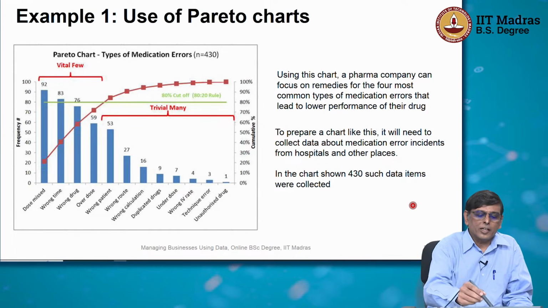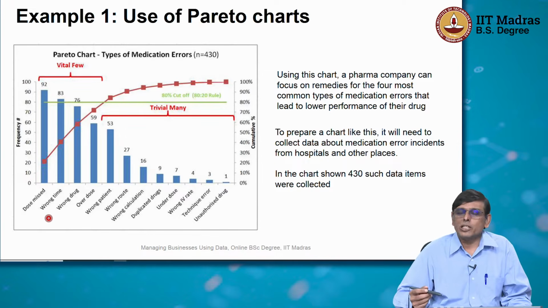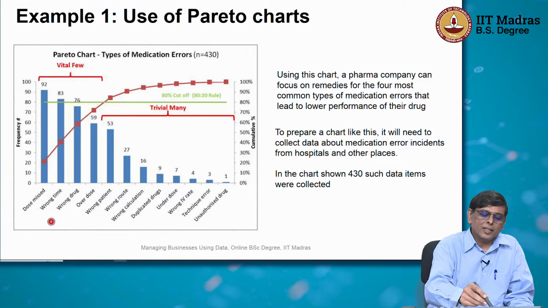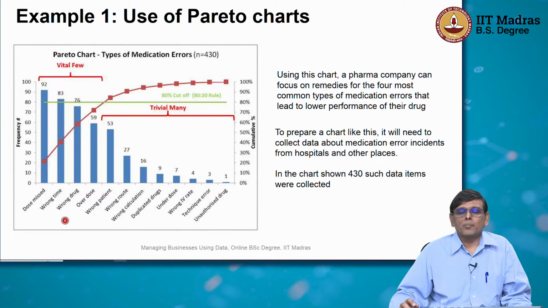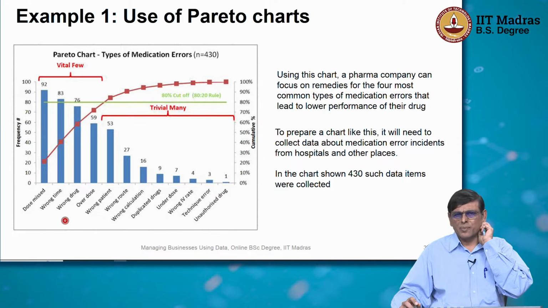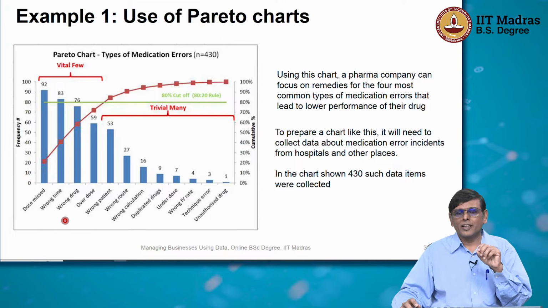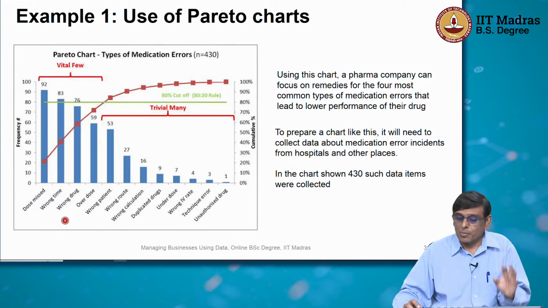Wrong time, right? Wrong time means basically instead of giving it after meals, you gave it before meals, for example. So that is wrong time. That was 83 times. Wrong drug means people mistook the drug. Many times, the drug names are very similar. So you will see the name and then you will think that this is the drug, but actually you would have misspelled it. One letter would be changed or something and it will become a totally different drug.